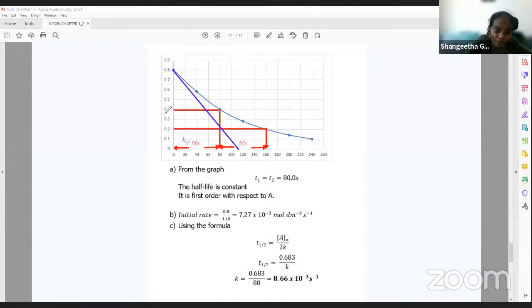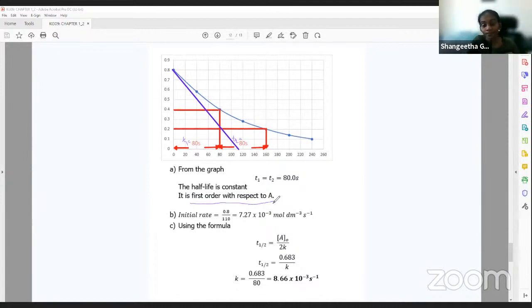Now from 0.4 you drop to another half, so 0.4 divided by 2 is 0.2. You draw another line until it touches the graph, and you drop down. Then you get T2, which also equals 80 seconds. So from here, you already know T1 equals T2 equals 80 seconds. So the half-life is constant. If the half-life is constant, this is first order with respect to A.